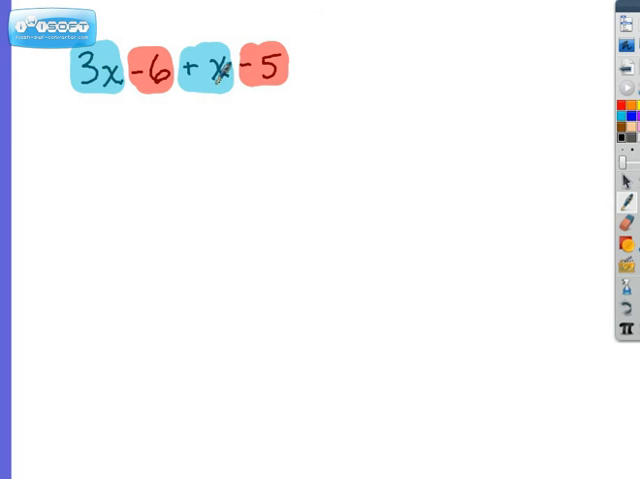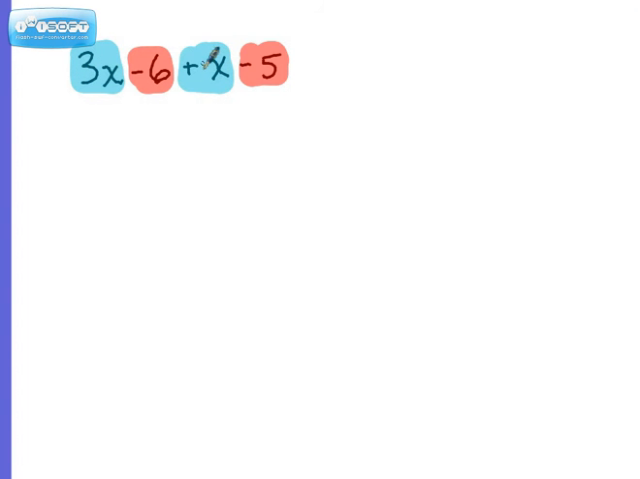So 3x plus 1x, again, there's no number there, it's assumed to be a 1. 3x plus 1x is 4x. And then negative 6 minus 5 is going to be negative 11. You spend $6, you spend 5 more, you're going to have spent 11 in total.